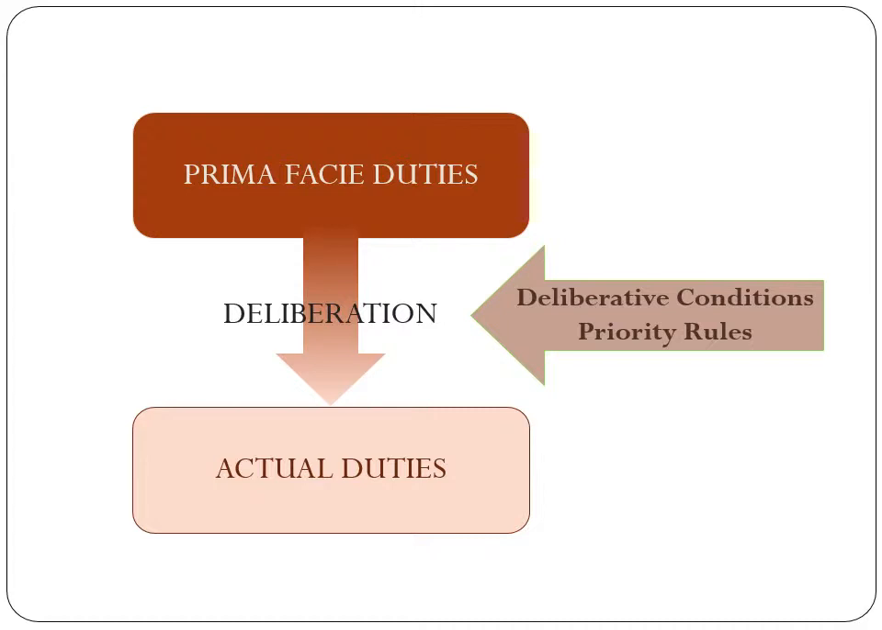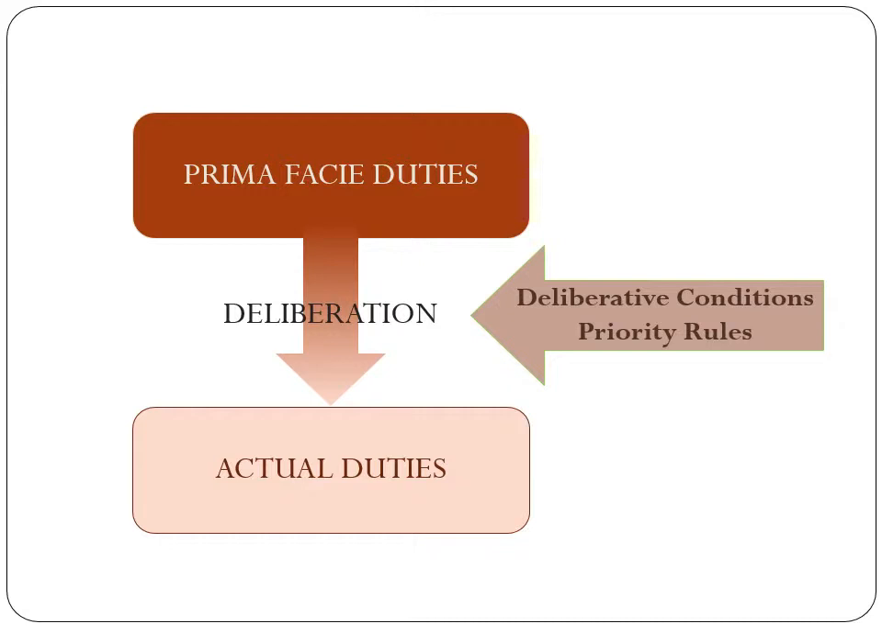Now, of course, the second and third steps of the model only kick in when 2 or more prima facie duties conflict. If there are no conflicting duties, then the applicable prima facie duty or duties determine our actual duty with no additional deliberation. But the real work of moral decision-making comes in when the prima facie duties do conflict. In other words, the critical phase of the model is the deliberation phase, including the consideration of any applicable priority rules.